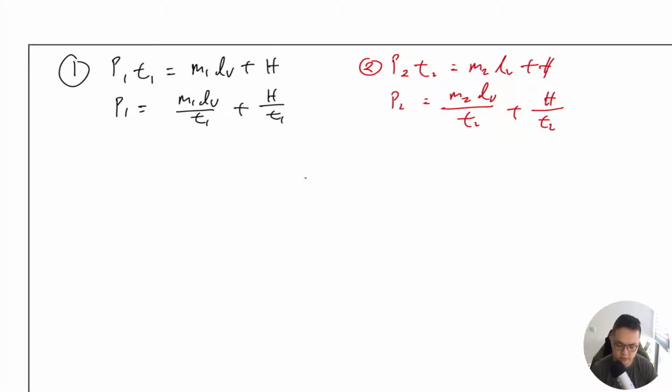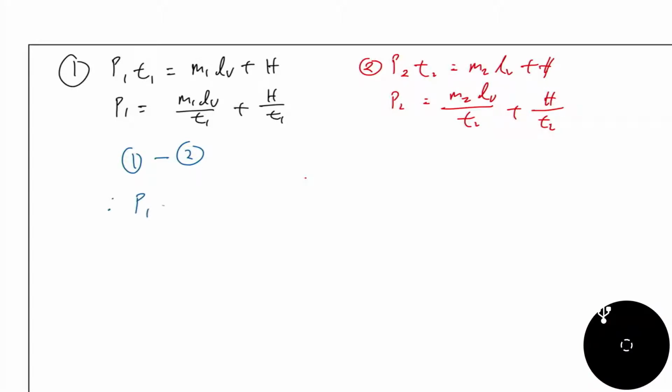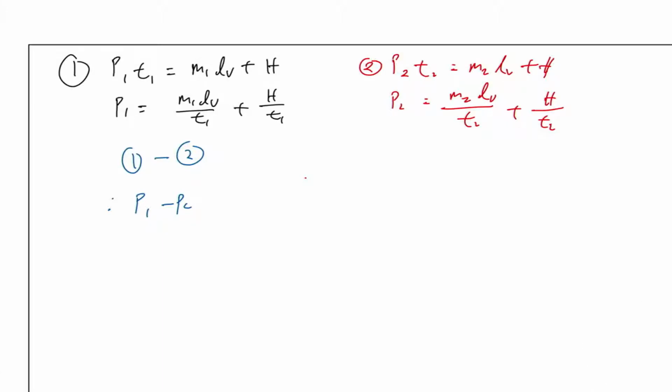Okay, so I'll take 1 minus 2. So this is equation 1 minus equation 2. So I will get P1 minus P2, and this is equal to M1 LV over T1 plus H over T1, minus M2 LV over T2, minus H over T2.